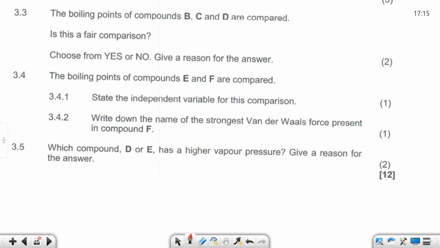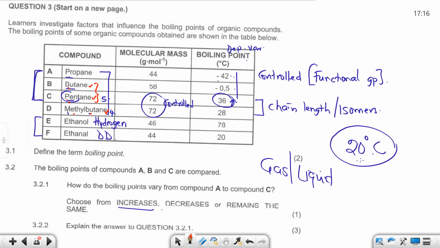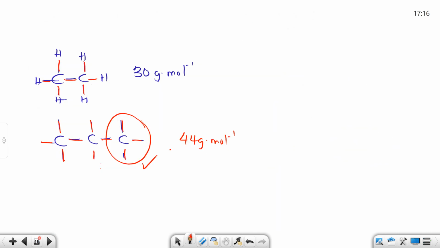All right. Choose your answer. We'll say no, right? Give a reason. More than one variable is being tested. Compounds E and F are compared. State the independent variable. I think we answered that already, right? Independent is what we are changing. What are we changing there? Functional group. They are different functional groups.